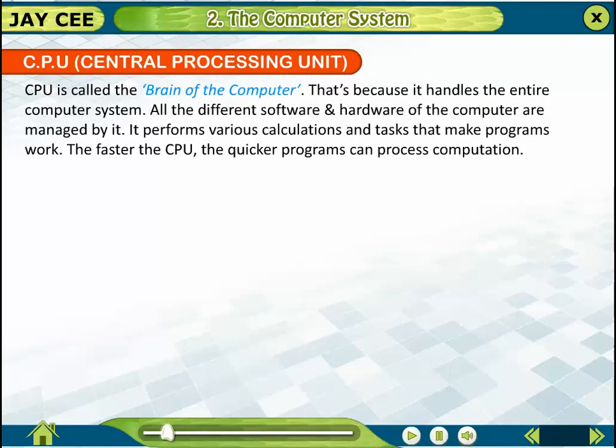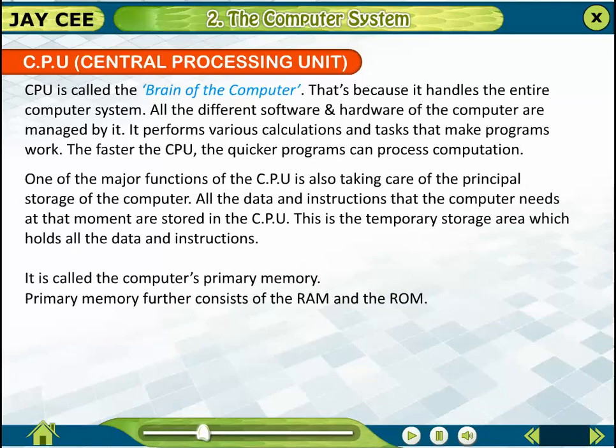CPU is called the brain of the computer. That's because it handles the entire computer system. All the different software and hardware of the computer are managed by it. It performs various calculations and tasks that make programs work. The faster the CPU, the quicker programs can process computation.